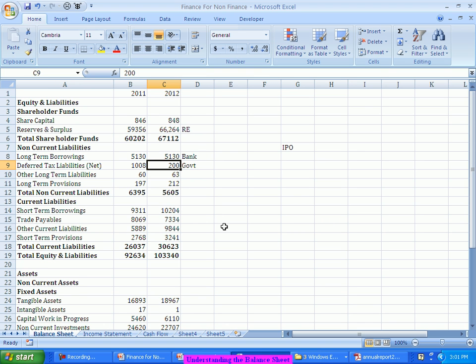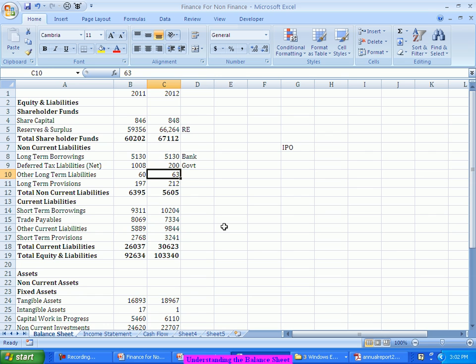So that's where we are showing it either as a liability or an asset, depending on whether more payment has been done or less payment has been done compared to the IFRS. If I pay more compared to IFRS, I'll show it as a deferred tax asset. If I pay less compared to IFRS, I'll show it as a deferred tax liability.